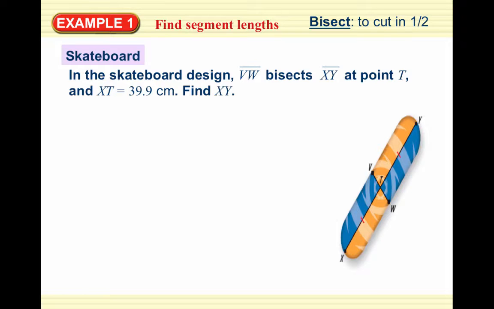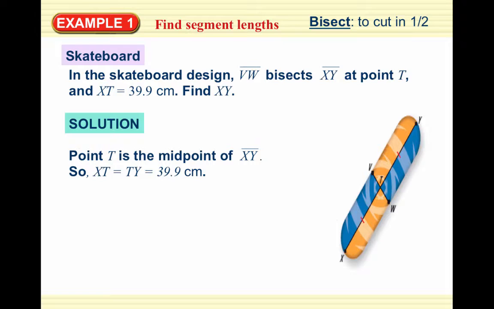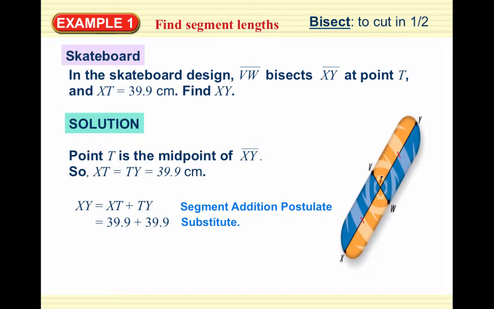So remember, bisect means to cut something in half. So we know that XT and TY are the same. So all we have to do is substitute in the same value and add them together. So our total length is 79.8. So if it cuts something in half, we can either add it twice or multiply it by 2 to get 79.8 centimeters.